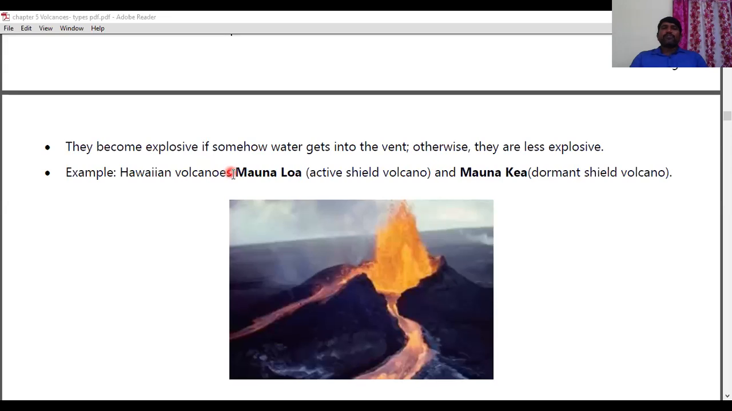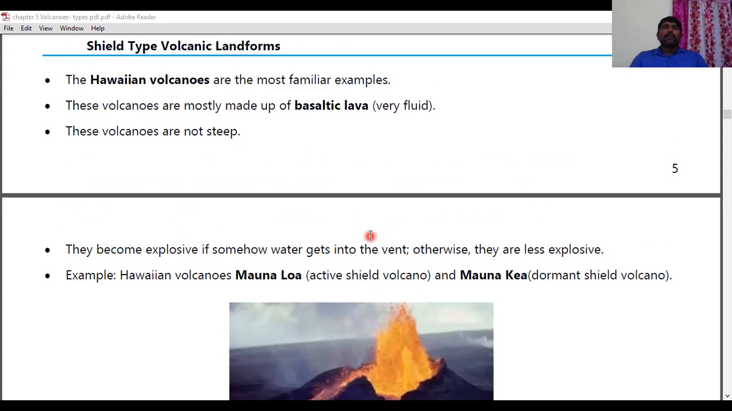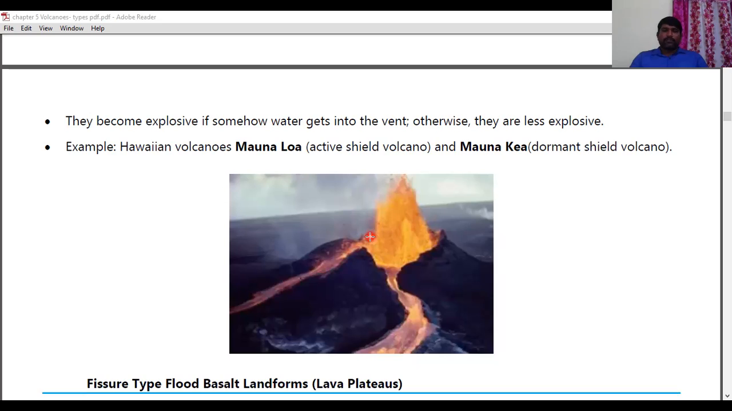They become explosive if somehow water gets into the vent, otherwise they are very less explosive. For example, Hawaiian volcanoes, Mauna Loa, which is an active shield volcano, and Mauna Kea, which is a dormant shield volcano, are the best examples for this one. The figure on the screen shows you the shield type of volcanoes.